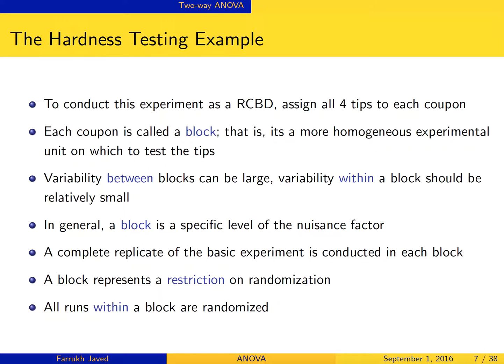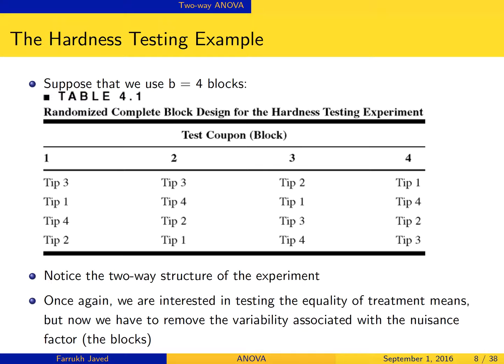So variability between blocks can be large, and variability within a block should be relatively small, right? This is the idea. In general, a block is a specific level of a nuisance factor, like the factor which we are not interested in. So we run this design in a randomized manner, and these are the values. And here you see the randomization. You have test coupons, which were blocks, and there are four tips, 1, 2, 3, 4, and since there were 4 test coupons, there were 4 levels of tips.